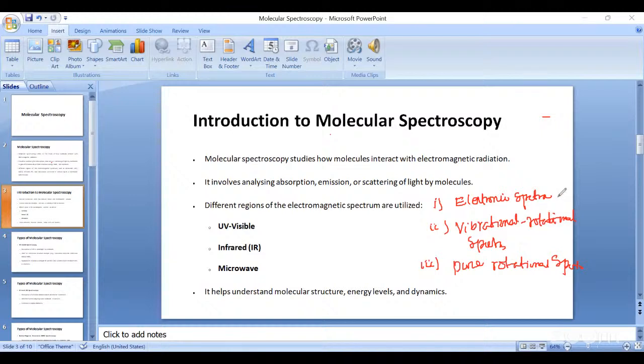In the case of the first one, which we call electronic spectra, these spectra are observed both in emission as well as absorption. Both emission and absorption are observed in the visible and ultraviolet region. So electronic spectra are observed in the visible region and as well as the UV region.